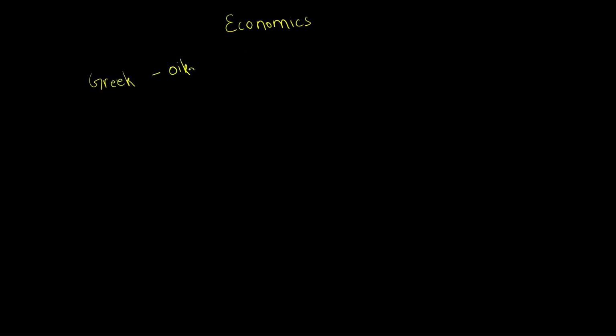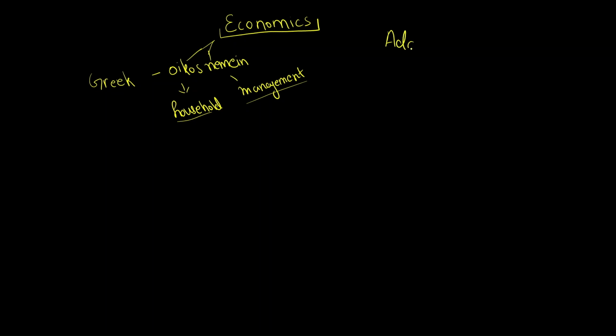meaning oikos nemen. Oikos means household and nemen means management. And these two words are the origin of the word economics. So basically economics is nothing but household management, how you manage your house is economics.